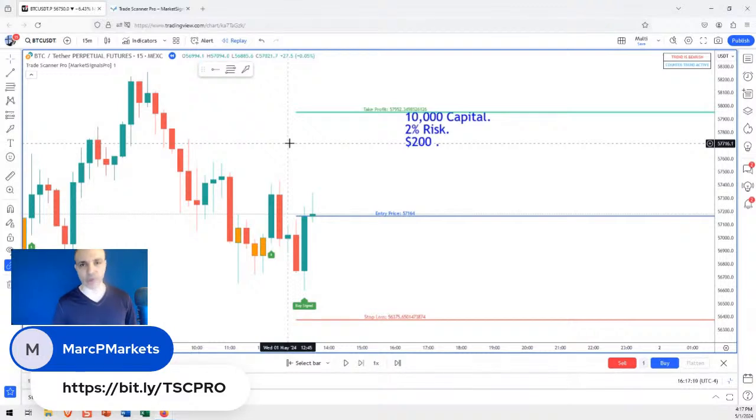When you get a little more experience and you understand context, then you say, oh, okay, there's more potential at this level. So I'm gonna put a take profit at 2 to 1.